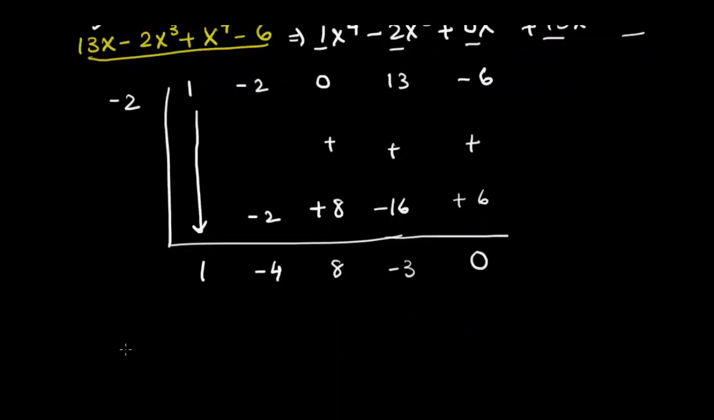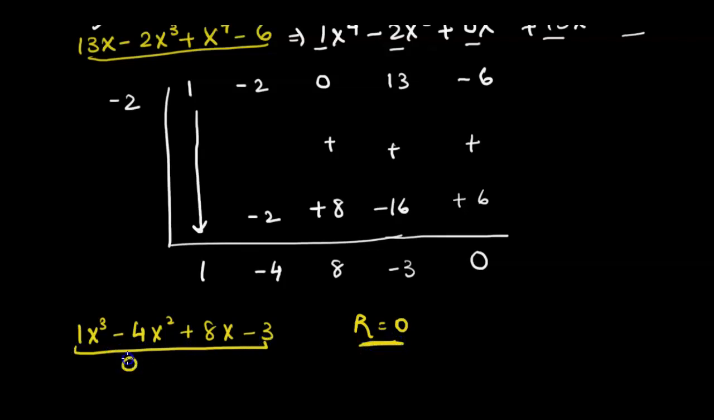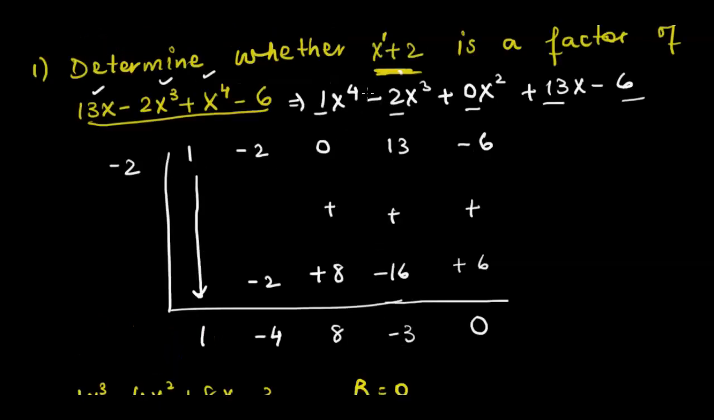So the quotient that we get here after dividing this polynomial with x plus 2 is 1x to the power 3 minus 4x squared plus 8x minus 3, and remainder is 0. The rule that we recently learned was if the remainder is 0, then the quotient, so this is the quotient that we have got, and the divisor, because we are dividing this with this, so this is the divisor, both are called the factors of the dividend. Therefore, if we have to determine whether this is a factor of this dividend or not, we would say yes, as the remainder obtained is 0.